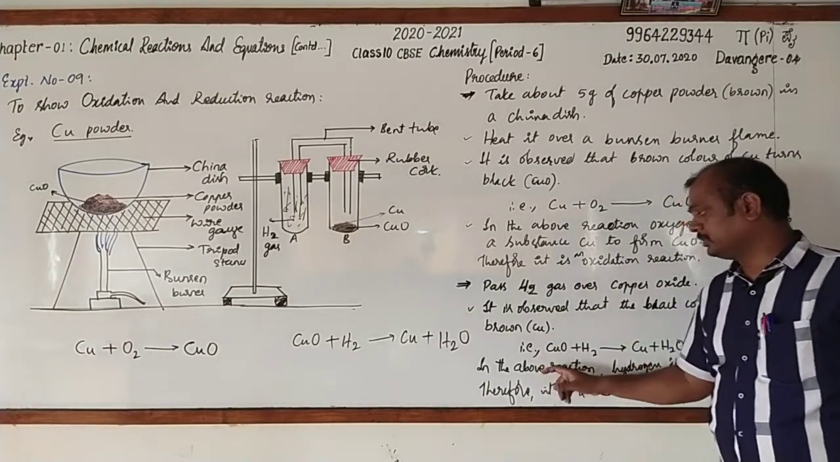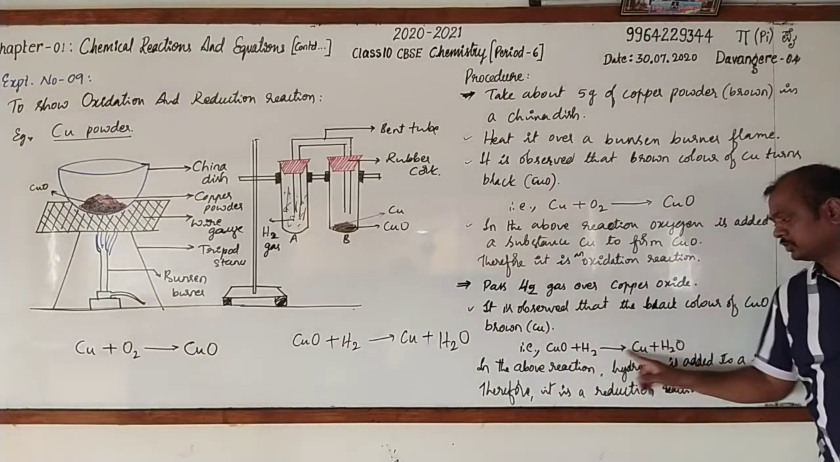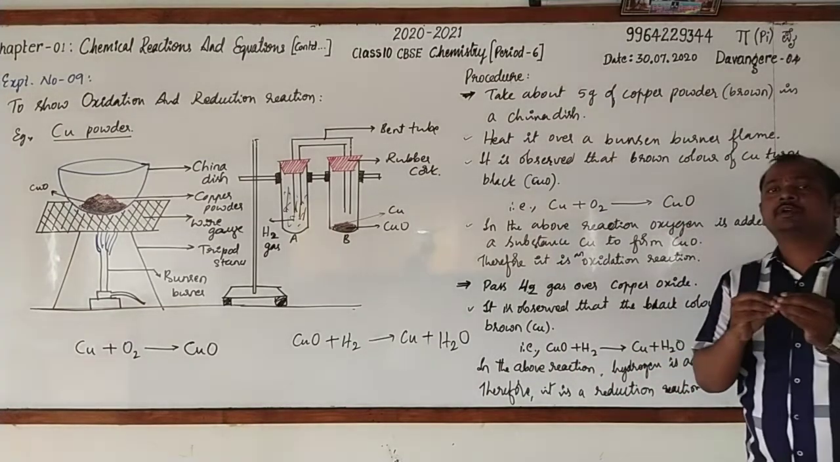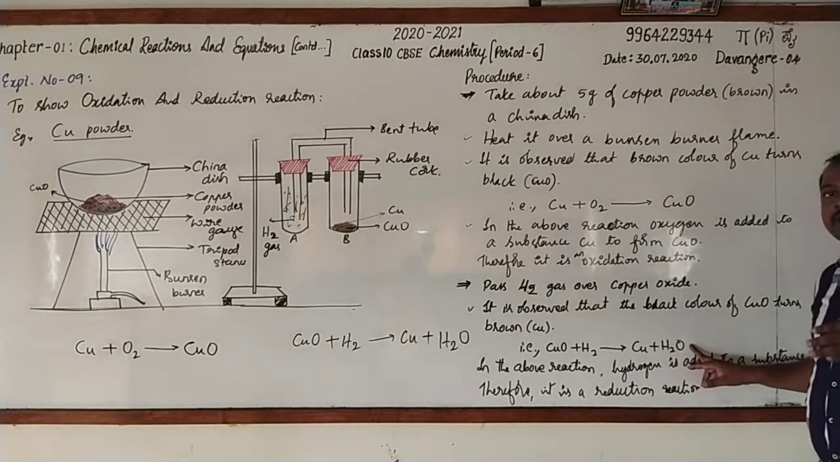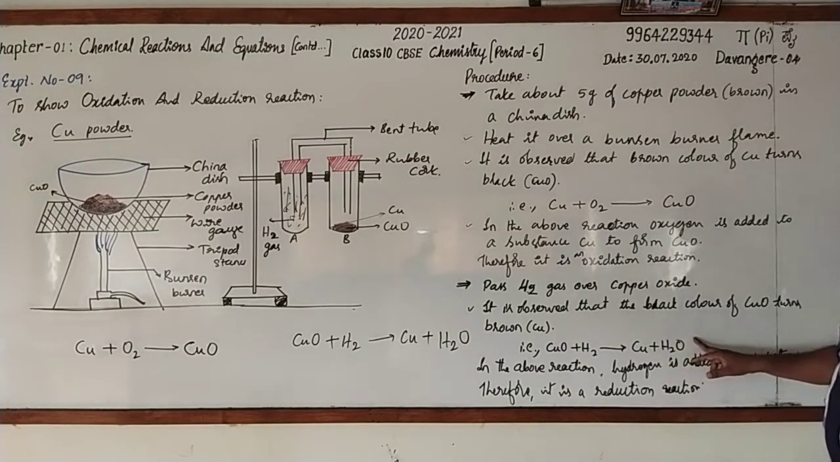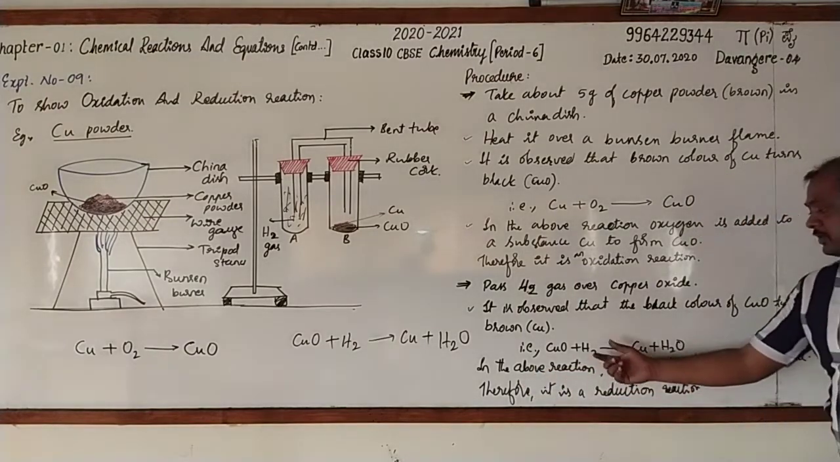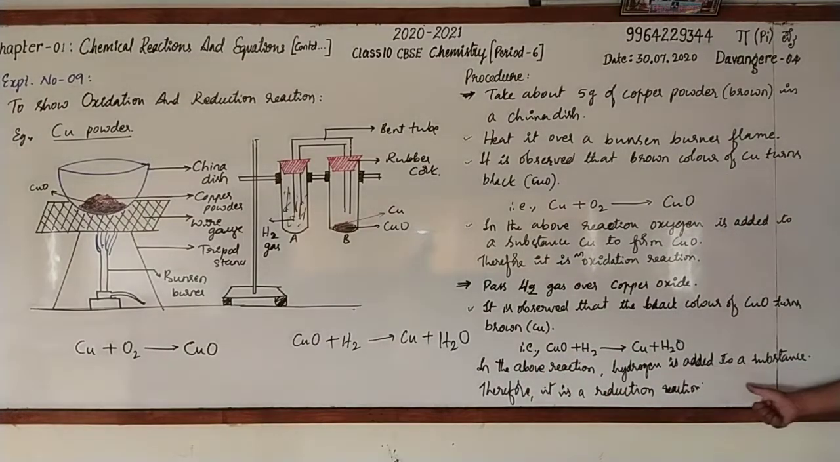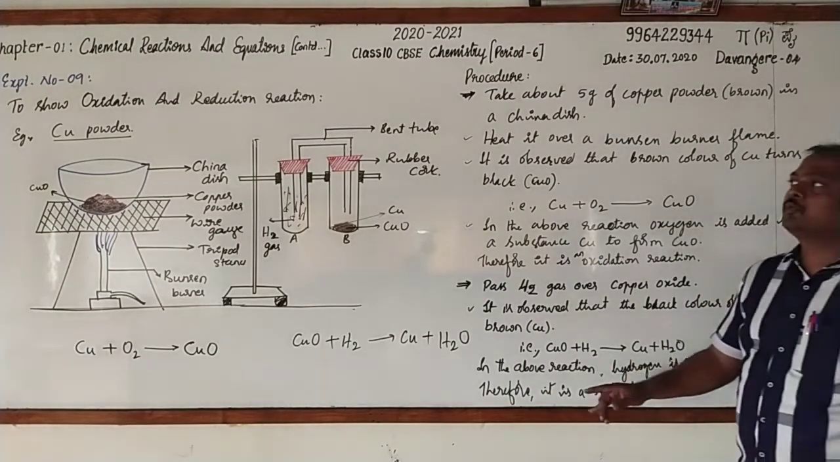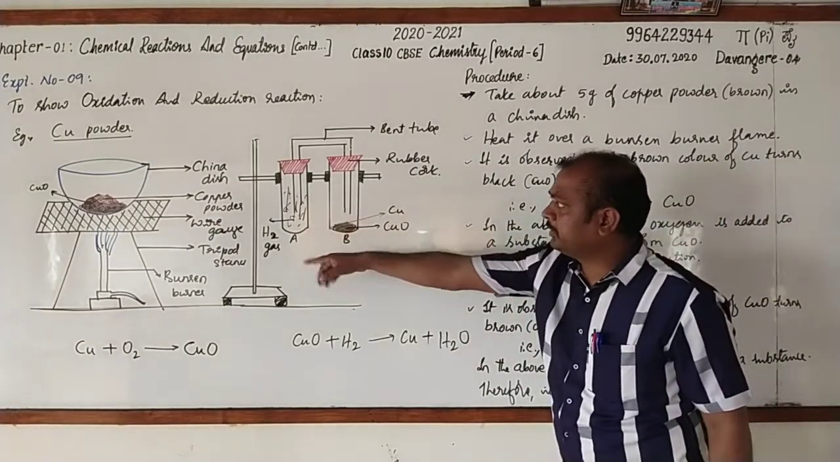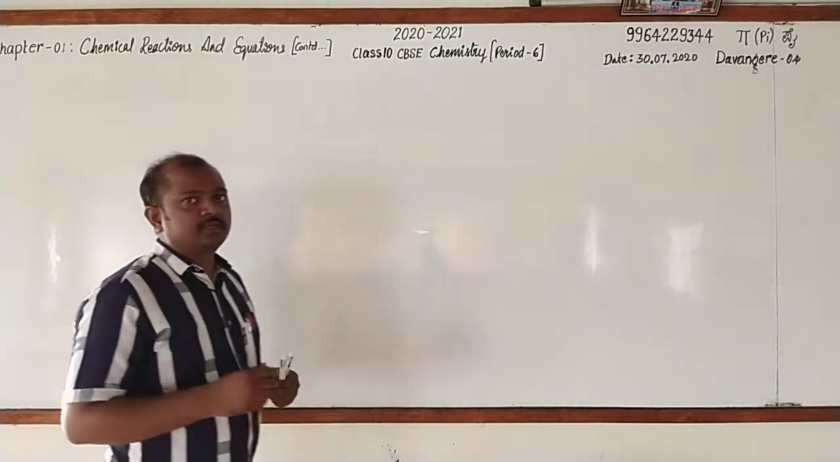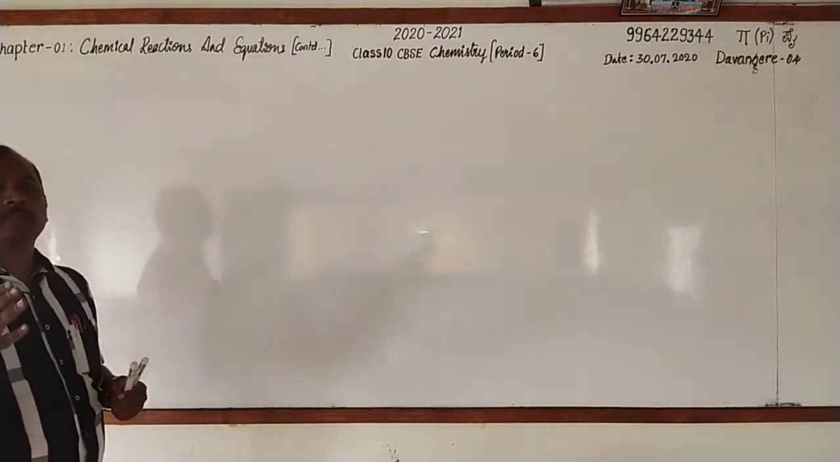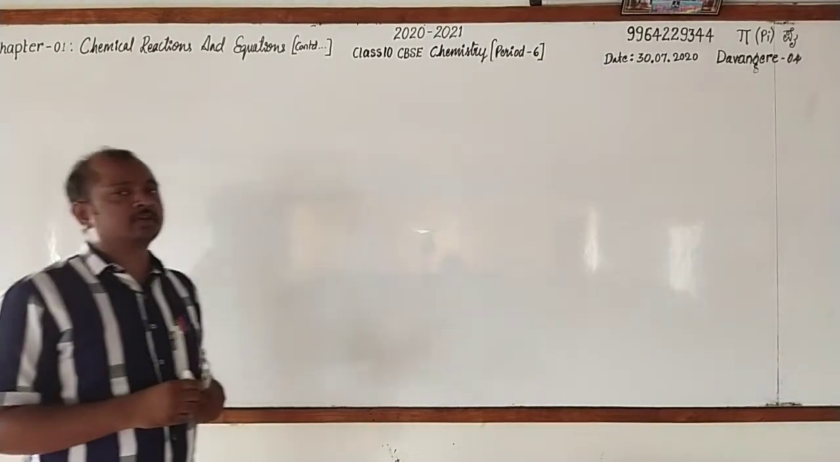Again, copper is formed. That reaction can be written like this: CuO plus H2 gives rise to Cu. Then you can see the bubbles near the mouth of the test tube, that indicates water is also formed. It is in the form of vapors. Next, in this reaction, hydrogen is added to the given substance, therefore it is a reduction reaction. Clear? Hope that you have understood. Yes, please go for copying by labeling these diagrams, then with procedure. Copy this.